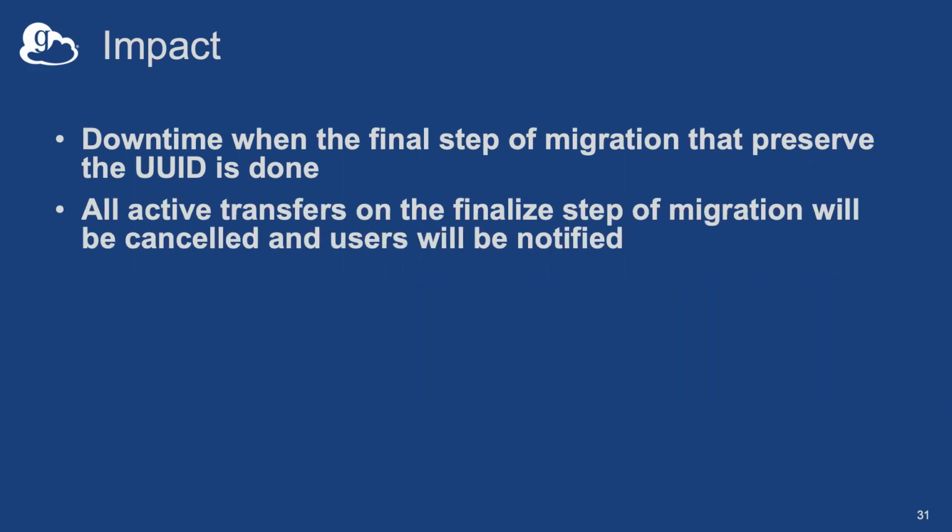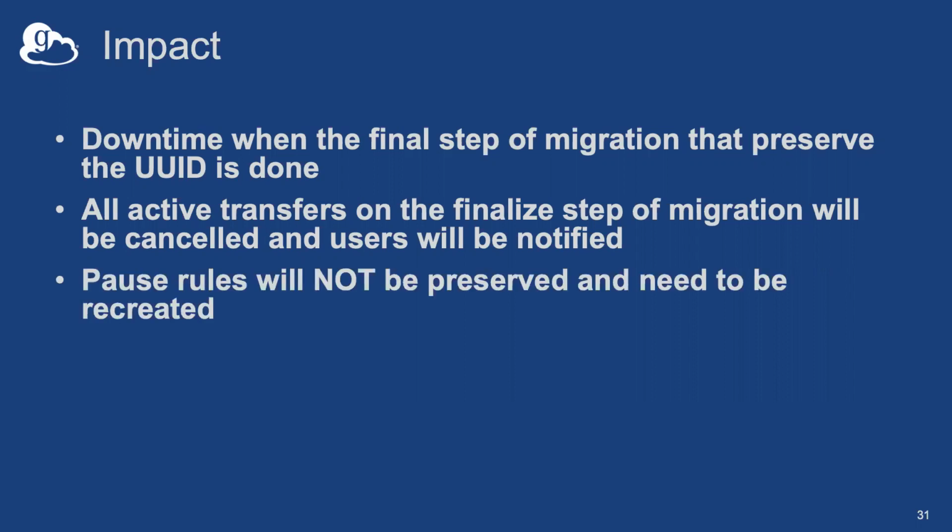When that finalize step happens, all active transfers will be canceled by the system and users will be notified. It was a risky move to try to move that over when we are moving resources in the backend, and we didn't want any integrity issues. So your users will see that canceled, and they will get notified from the system that it was canceled because of migration. If you have pause rules, which I know some users use for maintenance and management, those pause rules will not be preserved. They have to be recreated on V5. So from an admin perspective, that is something that you're impacted on.